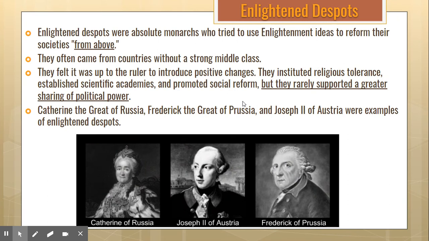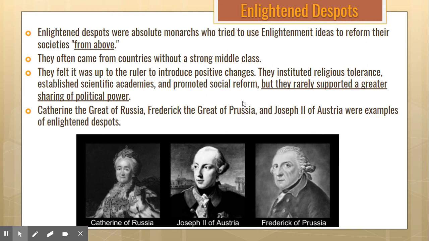So here's three of the main American Enlightenment thinkers: Thomas Jefferson, Benjamin Franklin, and Thomas Paine. And then enlightened despots. These are kings and queens that are enlightened. They know what the Enlightenment is. They agree with the Enlightenment, but they don't give up any of their power. So enlightened despots were absolute monarchs who tried to use Enlightenment ideas to reform the societies from above. So they're not changing, like in Russia, the life of the serfs. They're changing from the top down. So from the king, queen to the nobles.